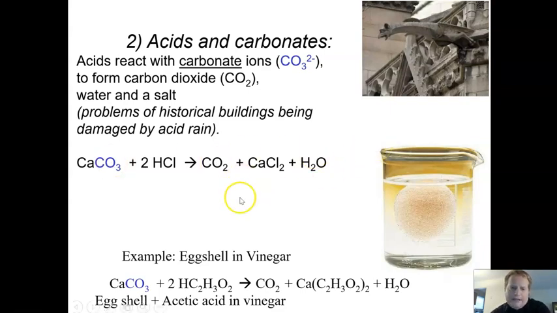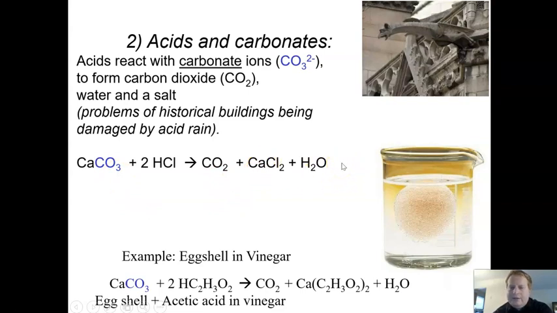Now, calcium carbonate is found all over the place. It's found in chalk, it's found in seashells and eggshells, in Tums. So that's a lot of places where calcium carbonate can be found, and this is the reaction of that with hydrochloric acid to make, again, carbon dioxide, water, and a salt. So that's what will always happen. Acid plus carbonate makes carbon dioxide, salt, and water.